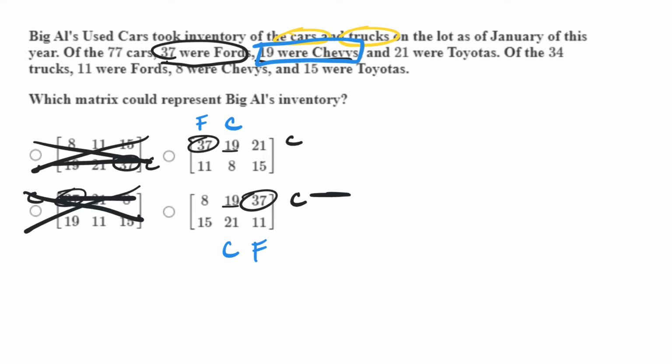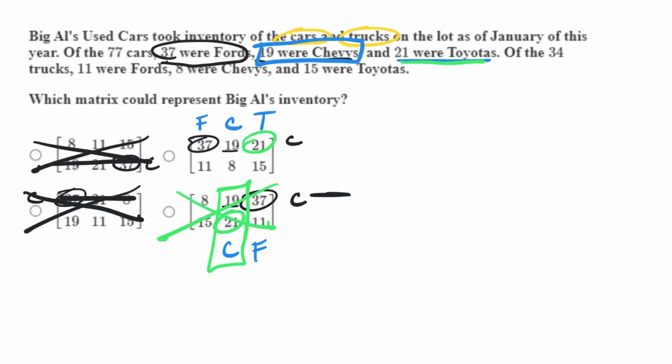Now, the next part, it says, and 21 Toyotas. Well, if we look at this matrix down here at the bottom, here's the 21, here's the 21 here. Well, this can't be right because we just assigned this column a Chevy column, and we were just told that this was a Toyota, so this one has to be wrong. If you wanted to go through and check all of these, you could. We're calling that the Toyota row.